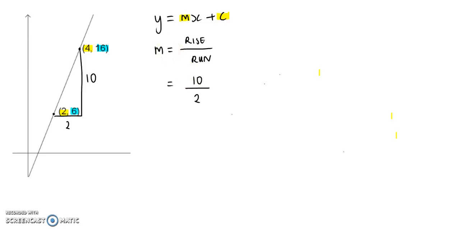Notice that I'm reading my graph from left to right. So that means I really have gone up 10. Now I just need to work out this fraction. 10 divided by 2 is 5. So I now know what my m value is. I am closer to having my rule.